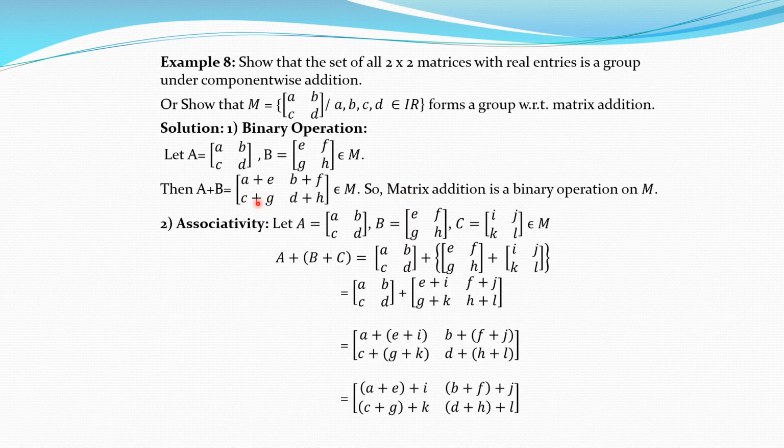Now to prove associativity, we consider A, B, C as three matrices from M. Now we find A plus B plus C.